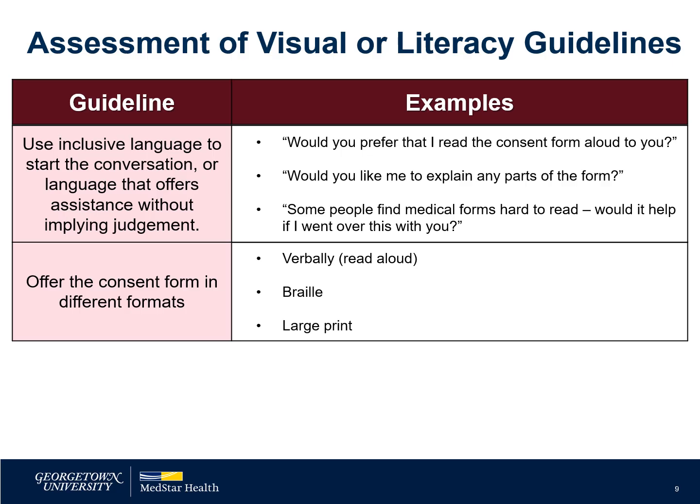Offer the consent form in different formats by presenting the form and asking how the participant would like to receive the information. For example, verbally or read aloud, Braille, large print, audio recording, or digital version for screen reader access. This gives them a choice and provides indirect insight into their reading or visual ability.